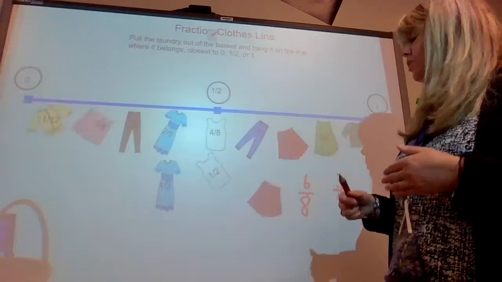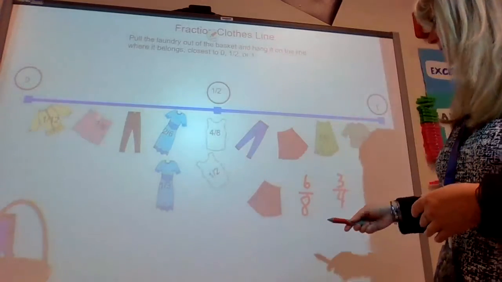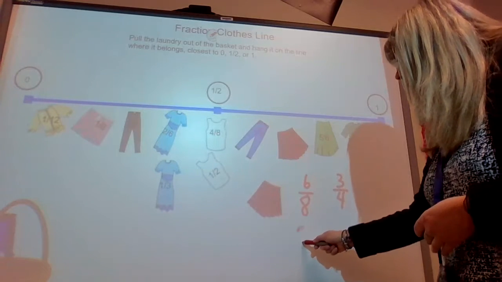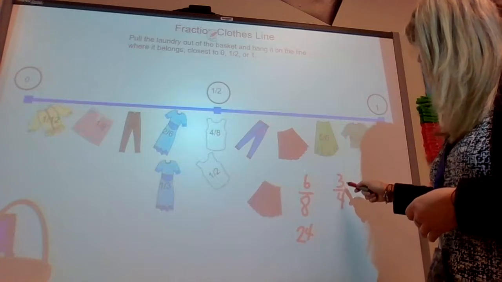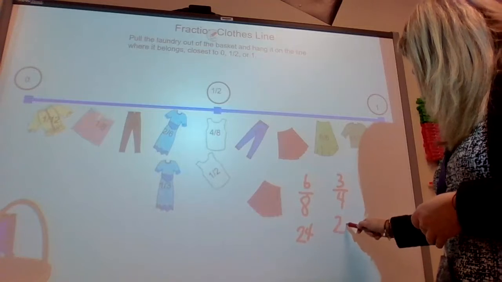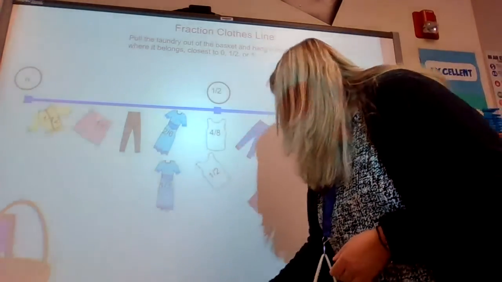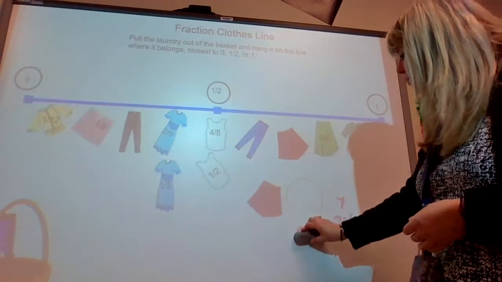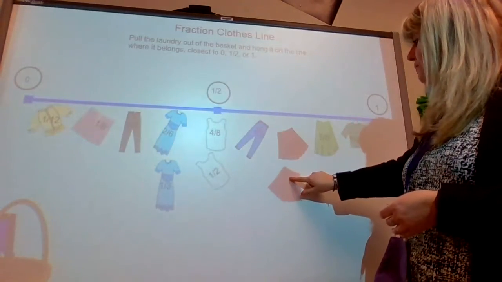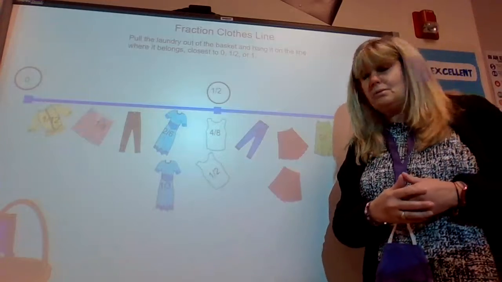And remember, if you are trying to figure out if they are equivalent fractions, you can cross multiply. Numerator to denominator, 6 times 4 is 24. Numerator to denominator, 3 times 8 is 24. Well, look, guess what? They are equivalent fractions. And remember, that is one way that you can check if they are equivalent fractions. And so I'm going to put this right underneath there, and I know that 6/8 is equivalent to 3/4.